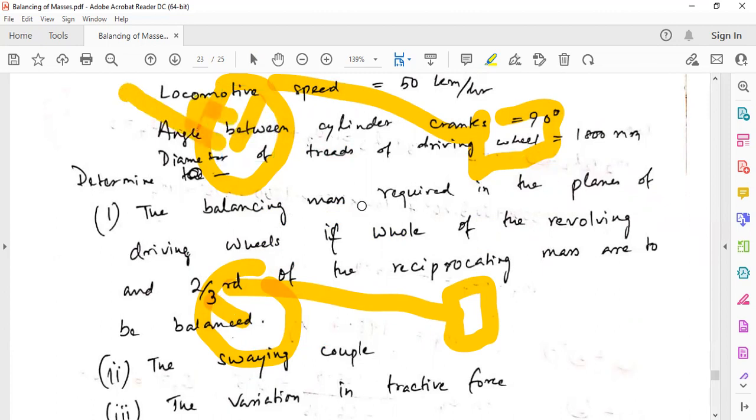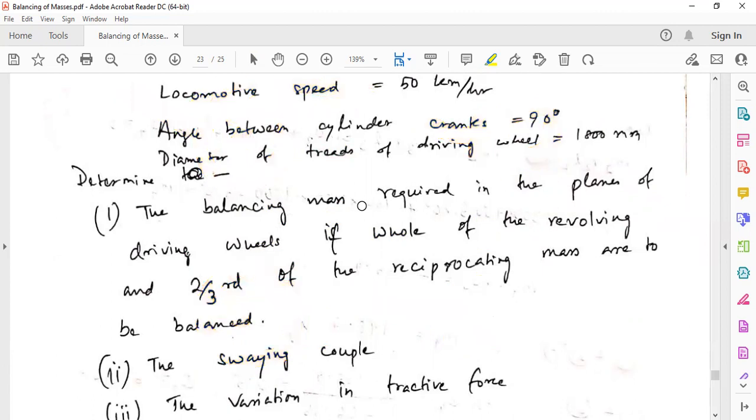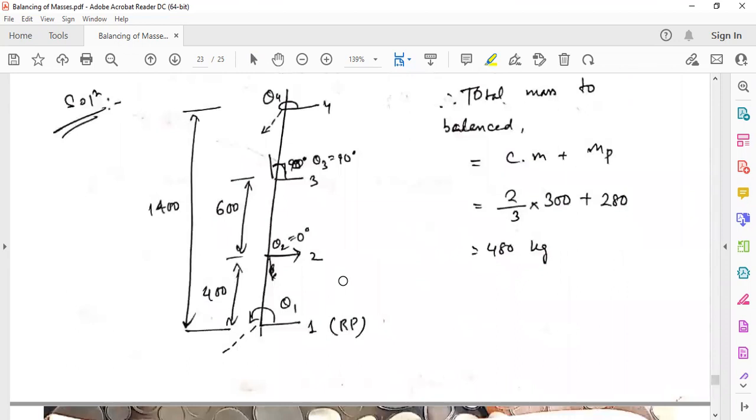If you take one of them as 0 degree, the next one will be 90 degree. If you take one as 90, the next one will be 180. That's why we have taken this as 0 degree and this one as 90 degree. So we are given the angles already. If you take this 0, this will be 90. If you take this 90, this will be 180. So one will be 90 degree ahead of the next. That is given in the question.